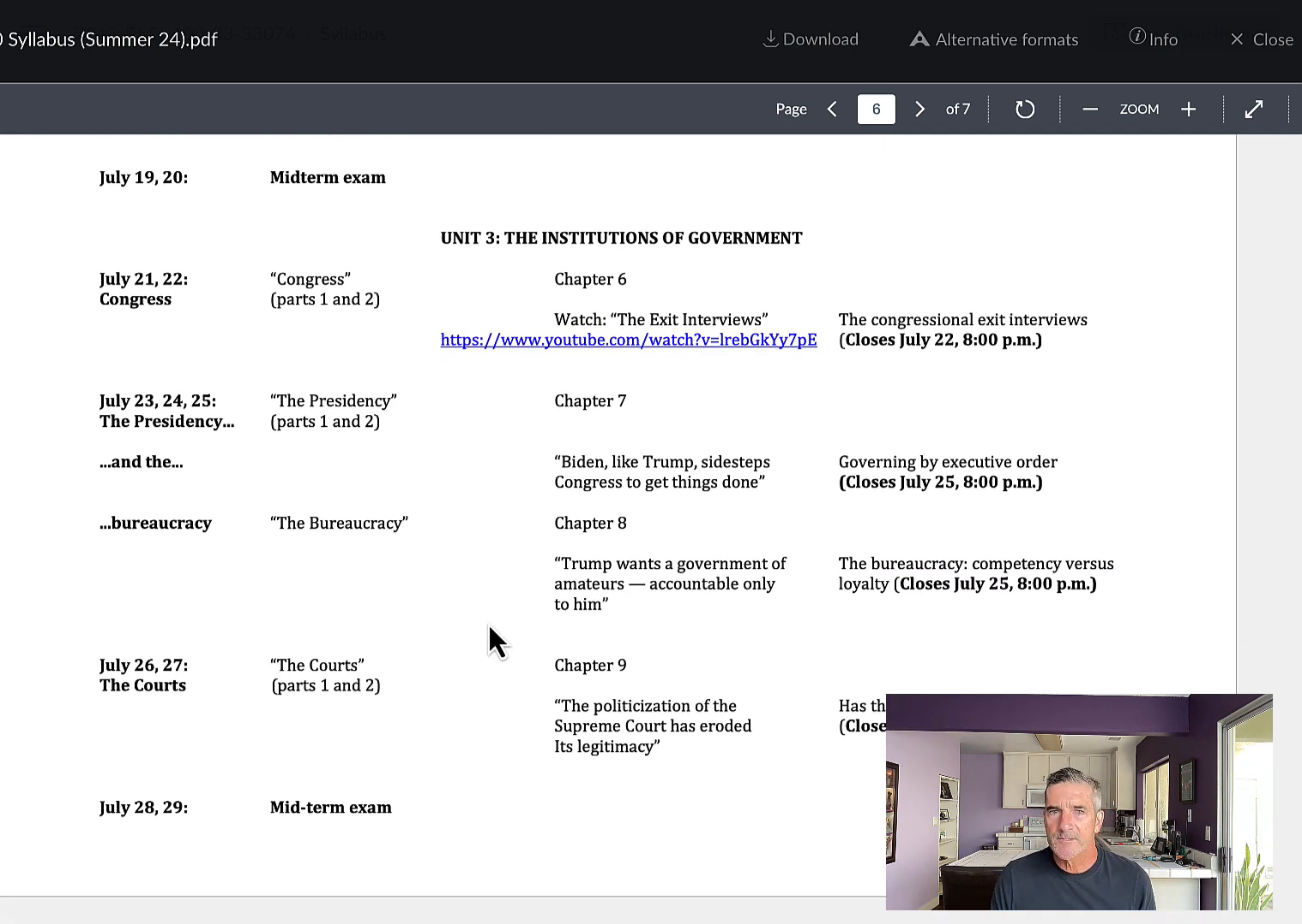Same exact components. One difference is that instead of a reading, when we talk about Congress, we'll watch a video that I think you'll find interesting. And that video will be the basis for the forum conversation.